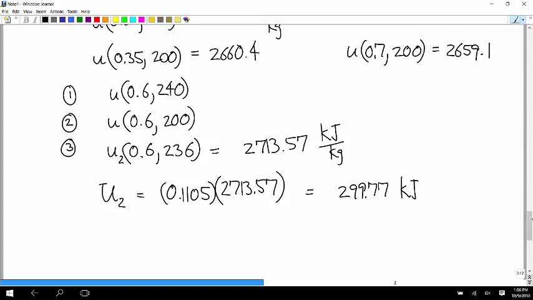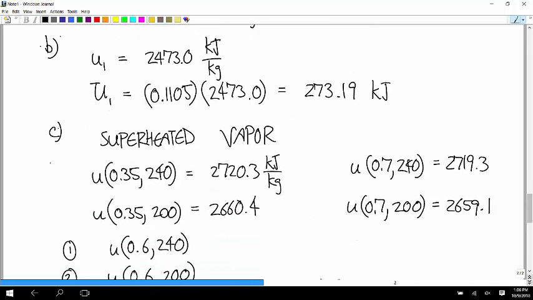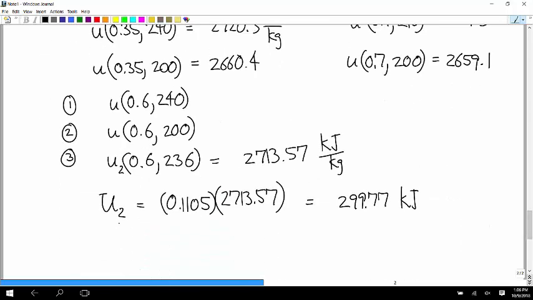And now go up to this relationship, which is what we're going to use. We know U2, we know U1, we can calculate Q. So 299.77 minus 273.19 is equal to Q, and that's 26.58 kilojoules.